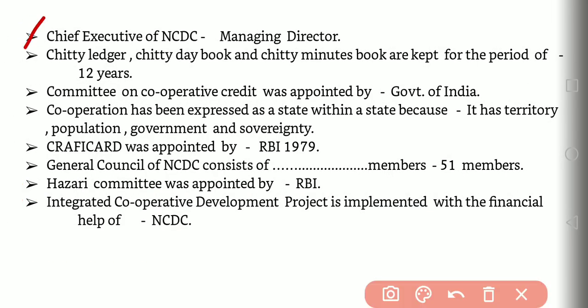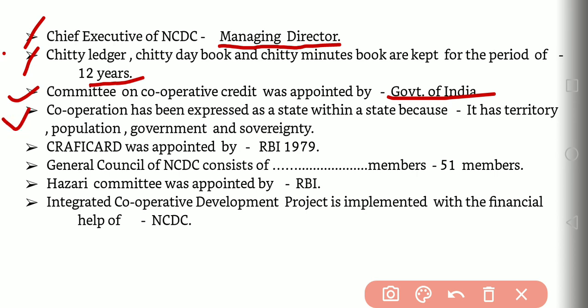Next, Chief Executive of NCDC. The answer is Managing Director. Next, Chitti Ledger, Chitti Day Book and Chitti Minutes Book are kept for the period of dash, answer, 12 years. Next, Committee on Cooperative Credit was appointed by, answer is, Government of India.